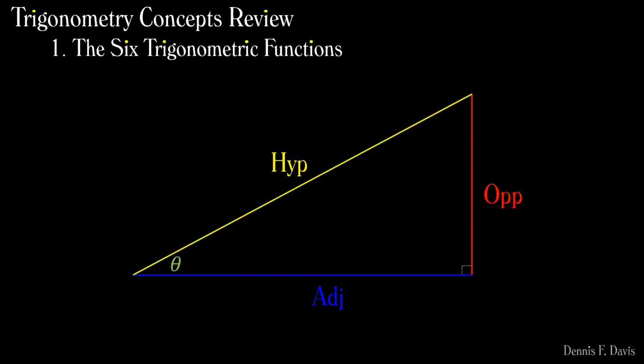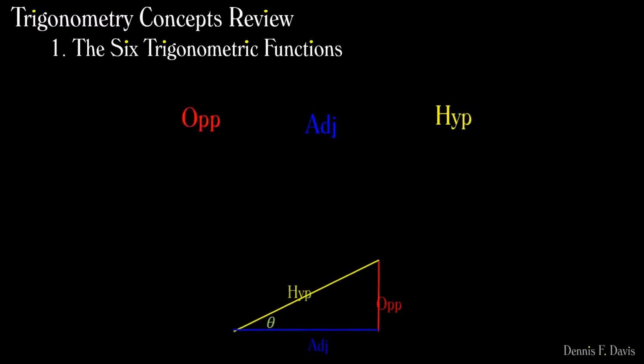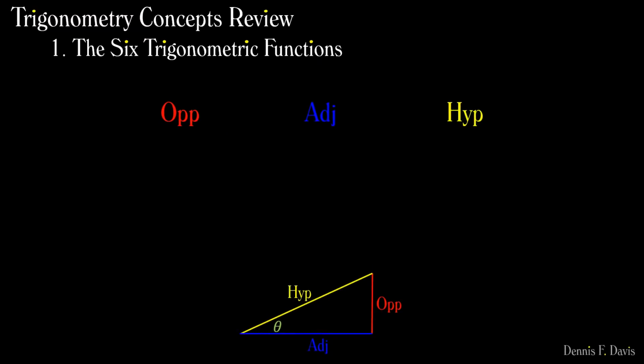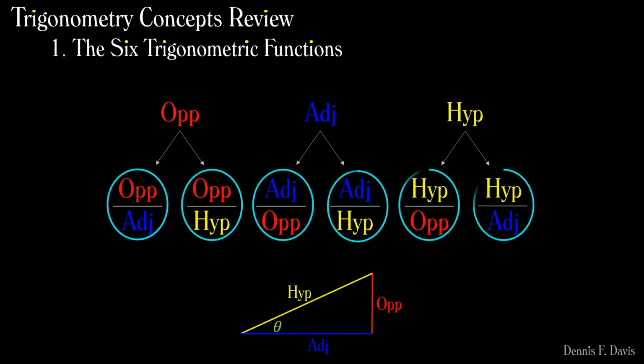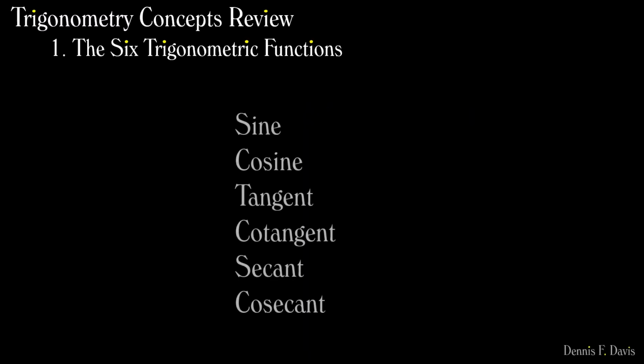The 6 trig functions are simply the various ratios between the lengths of these 3 sides. There are only 6 possible ratios between pairs, and here they are: opposite divided by the other 2, adjacent divided by the other 2, and hypotenuse divided by the other 2. These 6 ratios correspond to the 6 trigonometric functions, and here are their names: sine, cosine, tangent, cotangent, secant, cosecant.